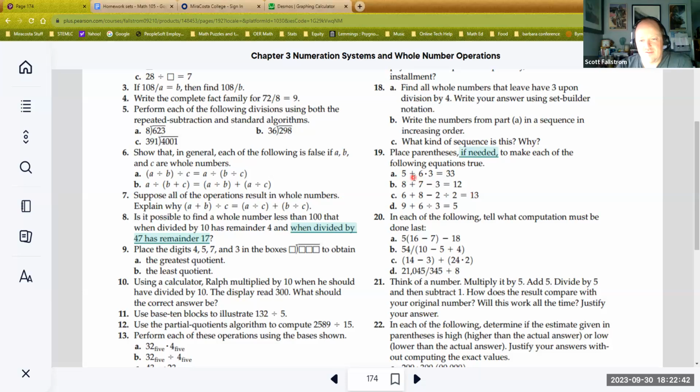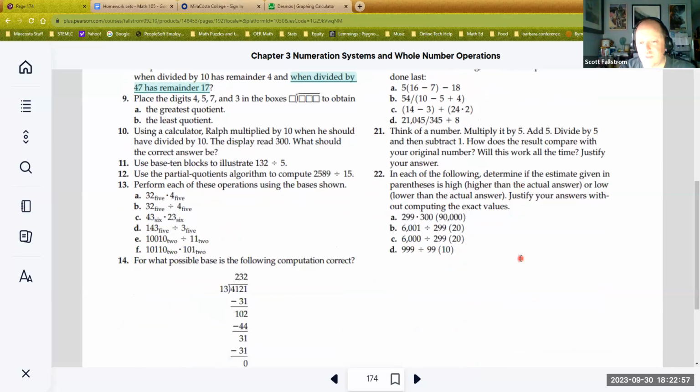For the next one, 5 plus 6 times 3. Multiplication would come first. 6 times 3 is 18. 18 plus 5 is 23, not 33. So in the first one, I need some parentheses to put in to make sure that it is true when I do that. Let's see here.